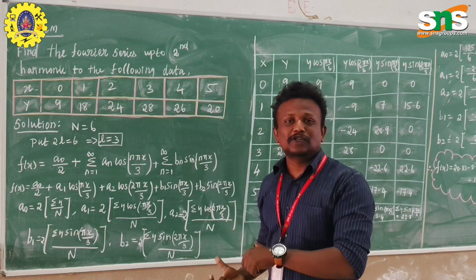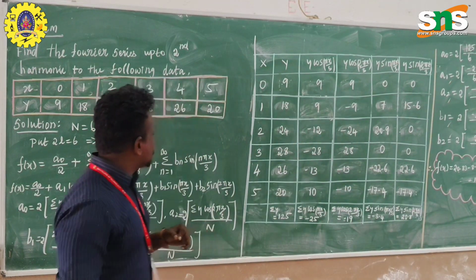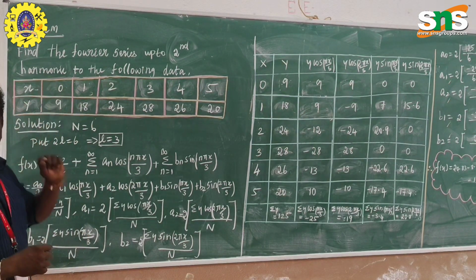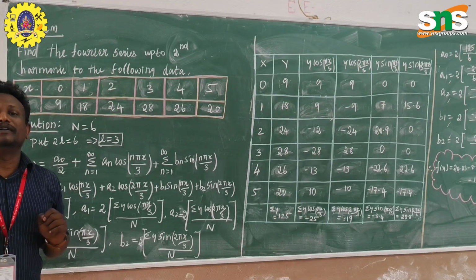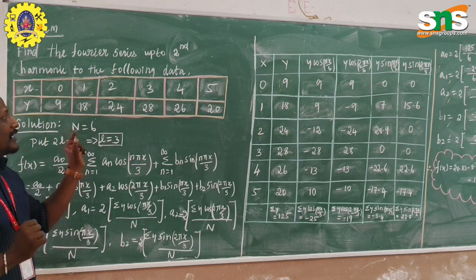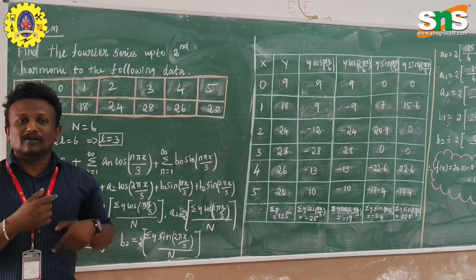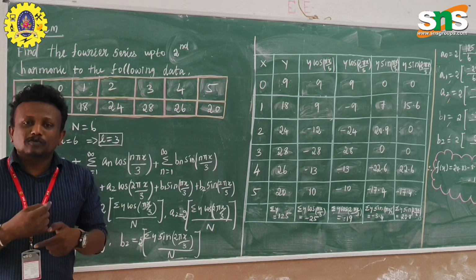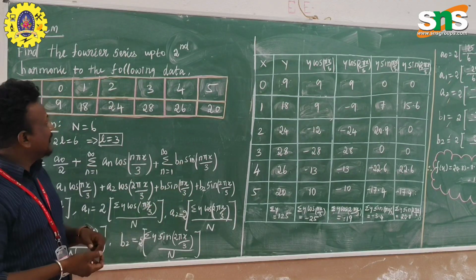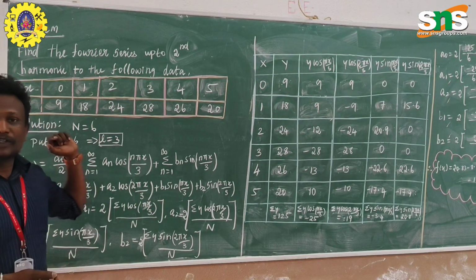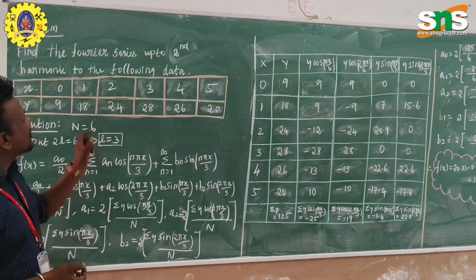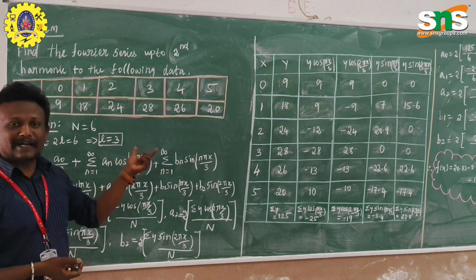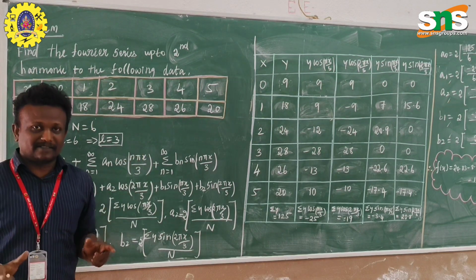So let us dive into this problem and solve it step by step. First, let me read out the problem, because reading the problem is very important. We need to analyze what kind of problem this is, so that we can decide our procedure, since it depends on the type of the sum. Here we are given data, and our task is to expand this numerical data in terms of Fourier series expansion.